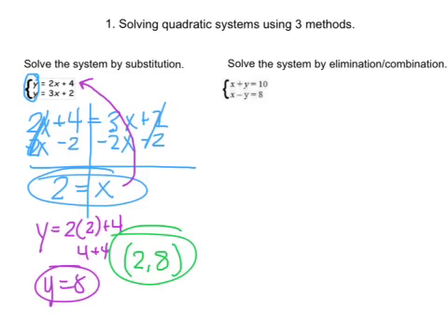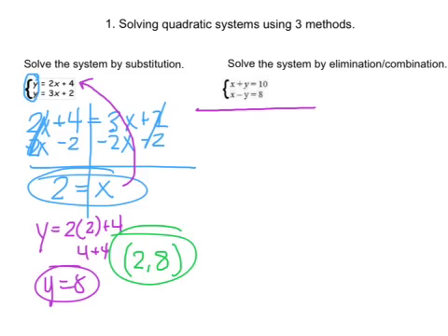Same thing, moving forward, solving by elimination or combination. We're looking for that final solution of an ordered pair. Make sure everything lines up. So our x's are lined up, our y's are lined up, the equal signs and our constants, or just the numbers, are all lined up. So we're ready to go. So we're going to put the line underneath.